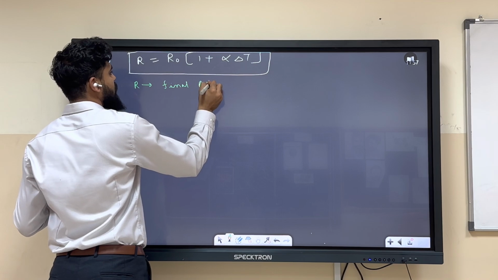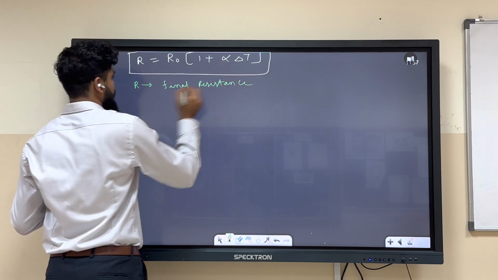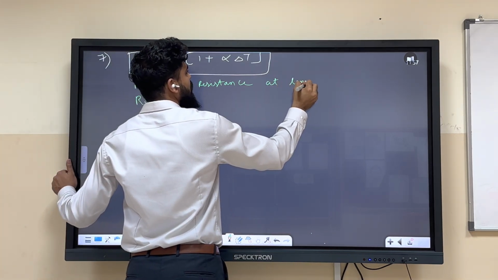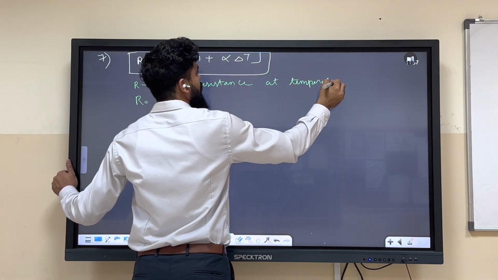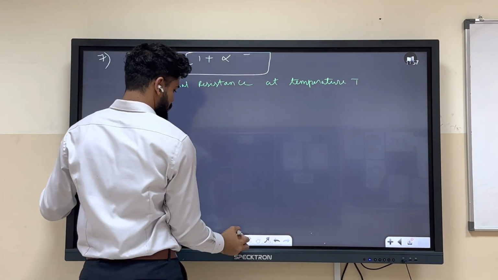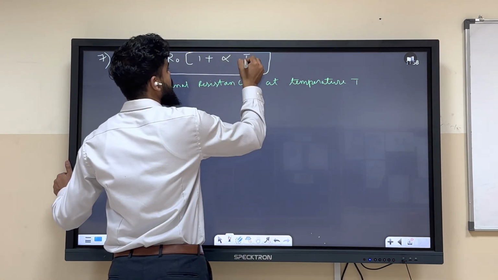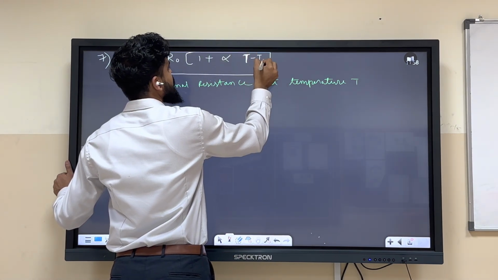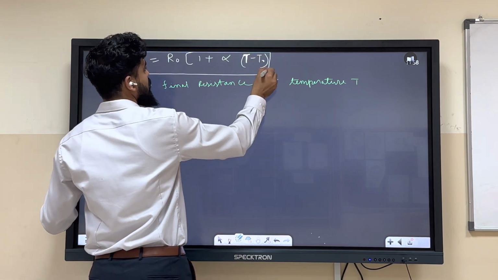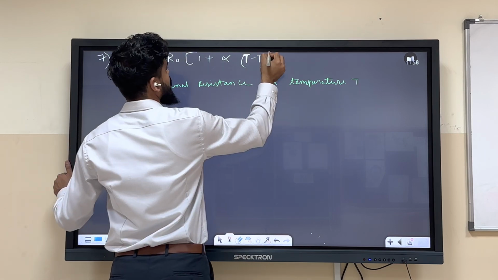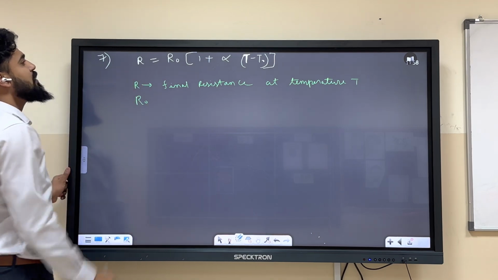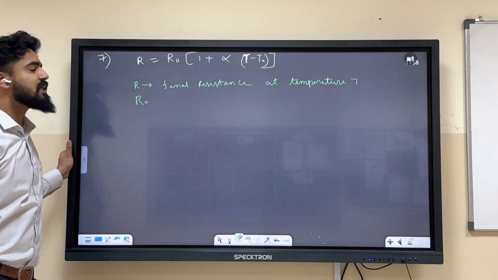Final resistance. R0 was what? Final resistance at temperature T. Instead of writing it this way, you can write it this way because in books it is written like this: T minus T0. It means the same thing. R equals R0 (1 plus alpha into T minus T0). R is what? Final resistance at temperature T.